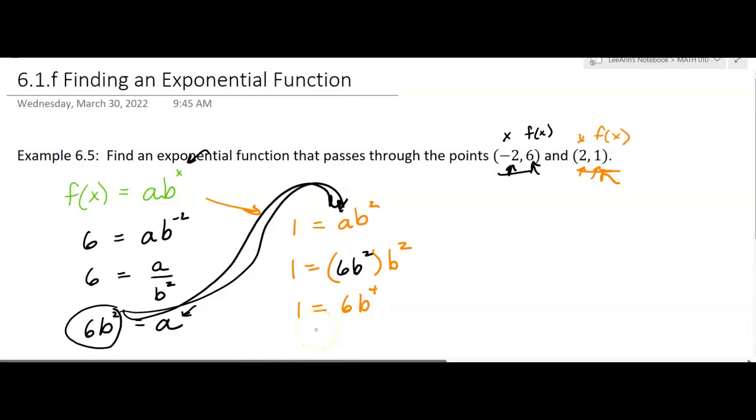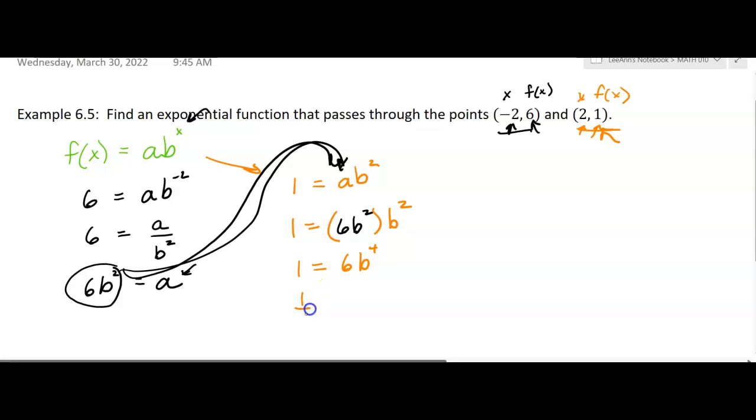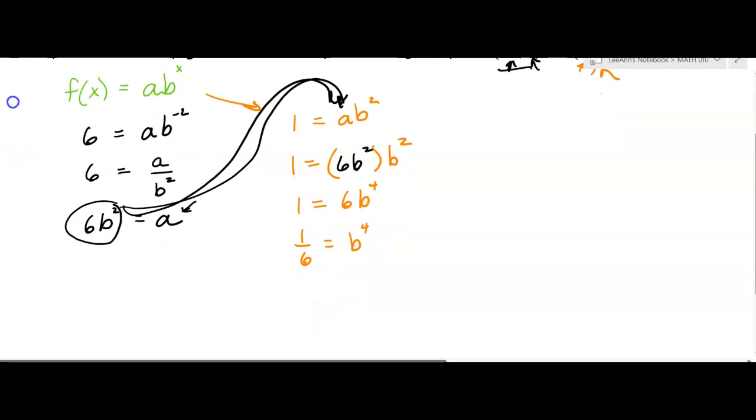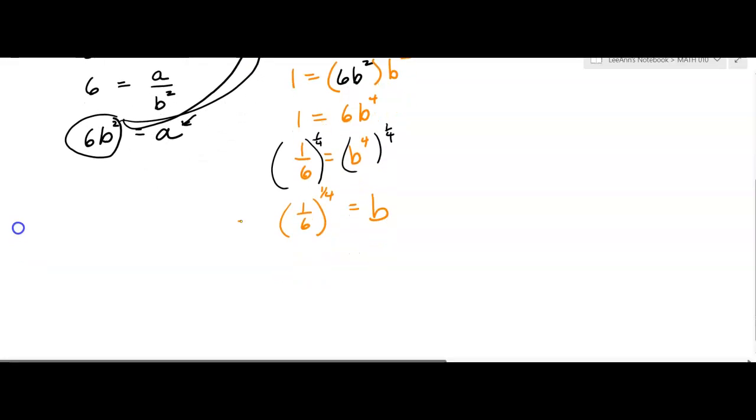If you divide both sides by 6, you get 1 over 6 equals b to the 4th. Then the way to solve for b is to raise both sides to the 1/4 power. That's how you get b by itself. So I get 1 over 6 to the 1/4 power equals b. That's an exact number. You could write it as the 4th root of 1/6, or you could write it as 6 to the -1/4. All of those are fine ways to write it.